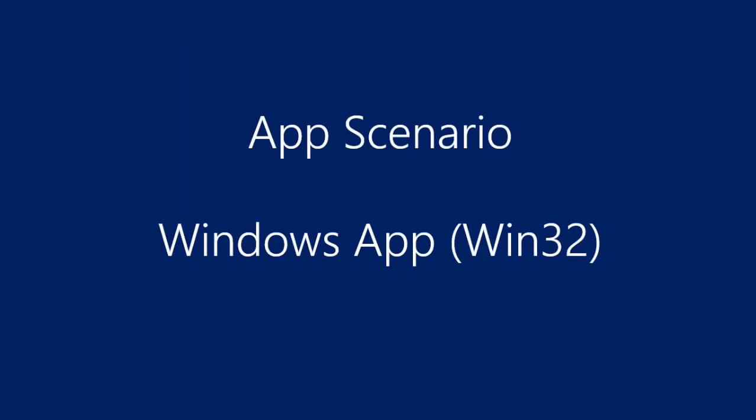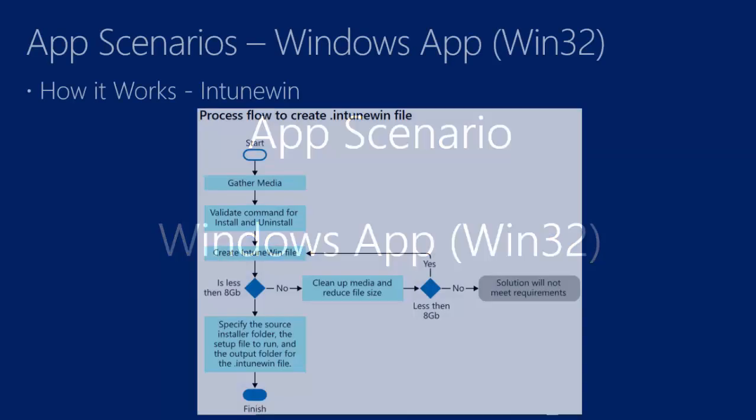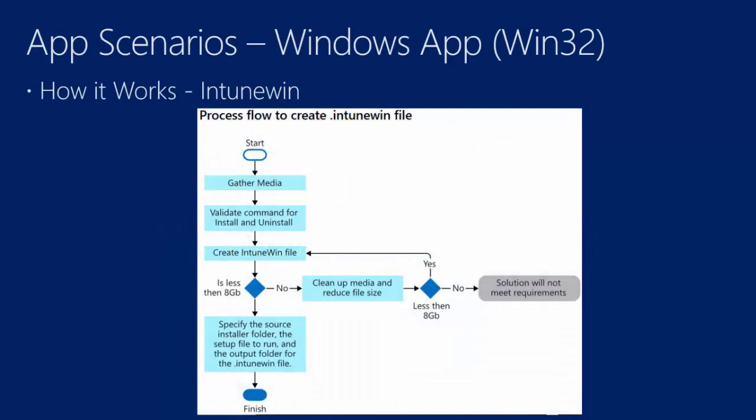Windows app, Win32. So how does this one work? Specifically, when we talk about a Win32 app deployment, Windows app Win32, we're referring to deploying software that gets installed by launching an executable. So the first thing that you have to do is repackage that executable into an Intune Win formatted file, right? So you're again taking the content from the original source files and then repackaging it into the Intune Win. So you have one file.